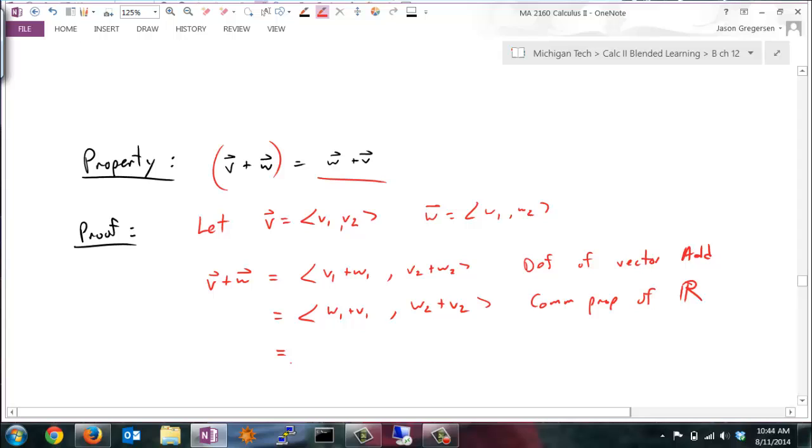But wait a second. If I use the definition of vector addition backwards, this is just w plus v. By the definition, the strict definition of vector addition. That's what I wanted. Hooray, there's the proof.